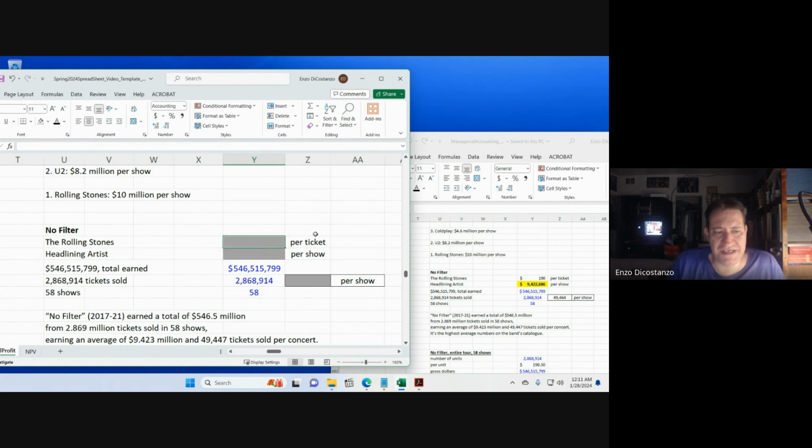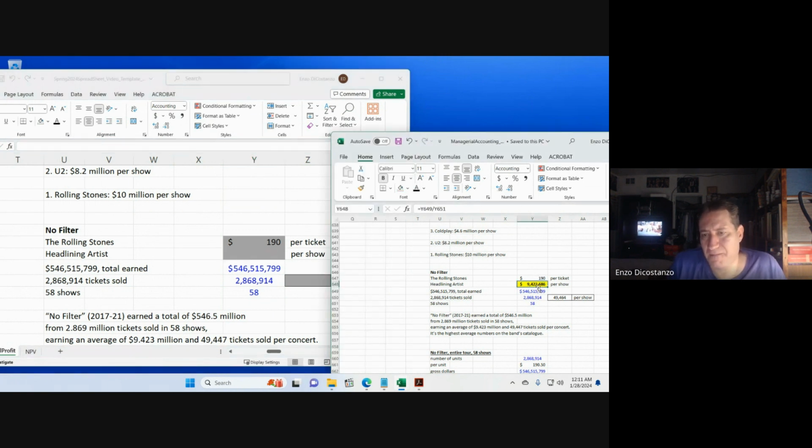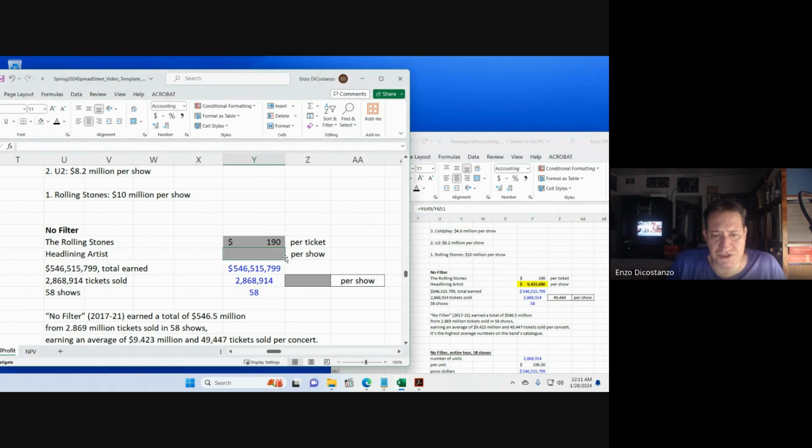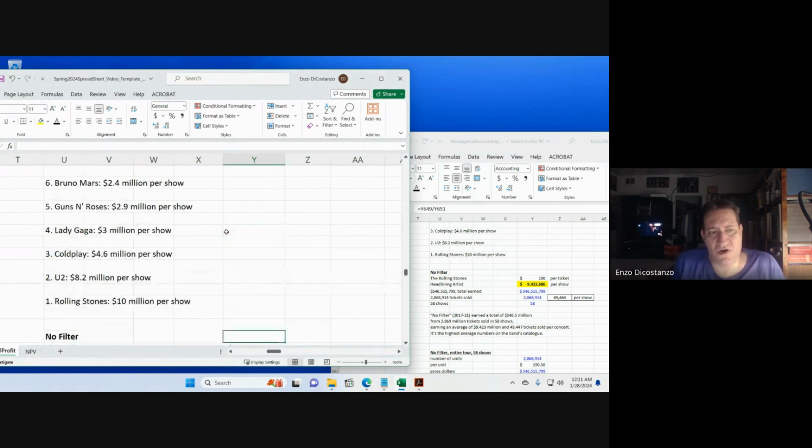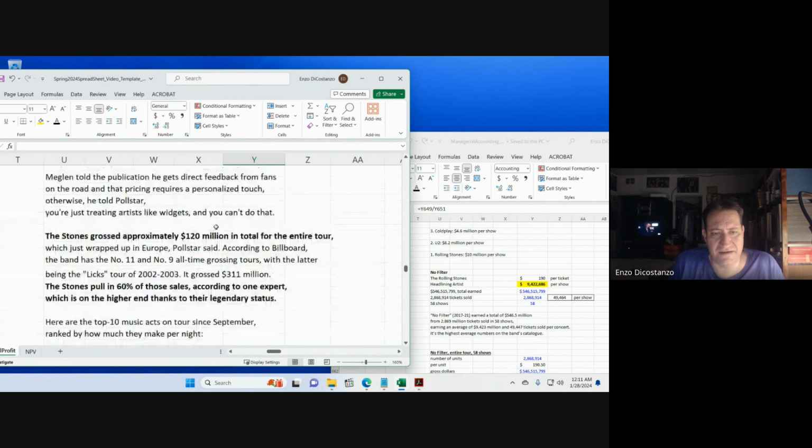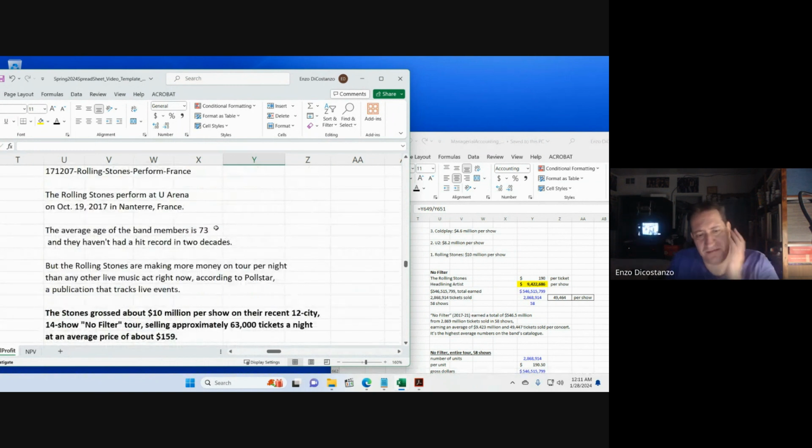And you want to do a per ticket number. Obviously, you're going to take the gross divided by the 2.8 million. That's 190. And if you want to do the per show number, you want to take the $500 million divided by 58 shows. You have the per ticket number, you have the per show number, and somewhere in the article it said they're making 10 million a night, somewhere in here, right? So yeah, we did the math on that.